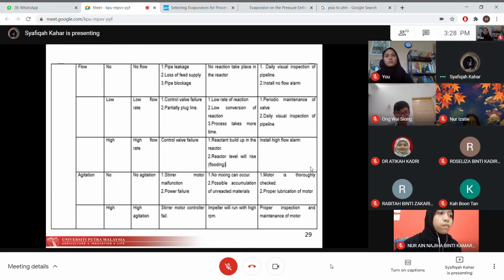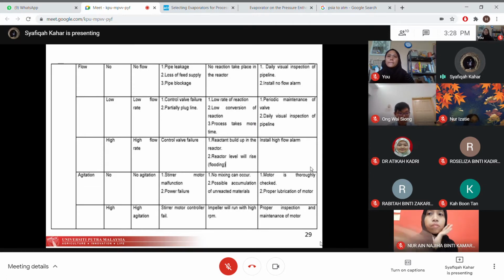Okay, next parameter is flow. When there is no flow, the cause might be leakage, blockage, or loss of feed supply. When the feed is not coming through to the reactor, there will be no reaction. The control action is daily visual inspection and installing a no flow alarm. And the same with low and high flow, it will affect the reaction of the medium in the reactor.